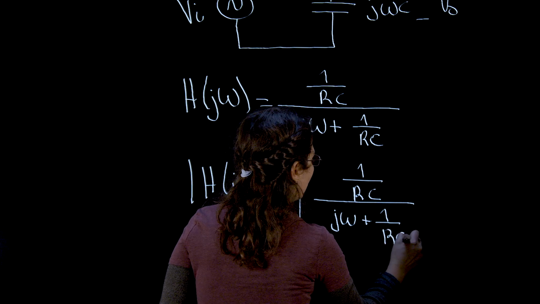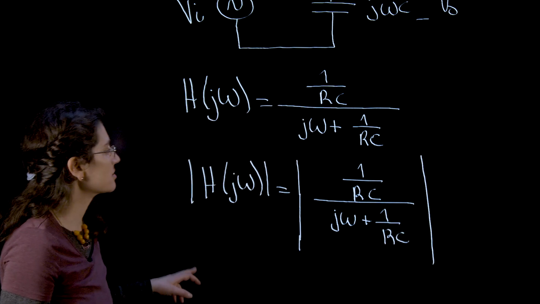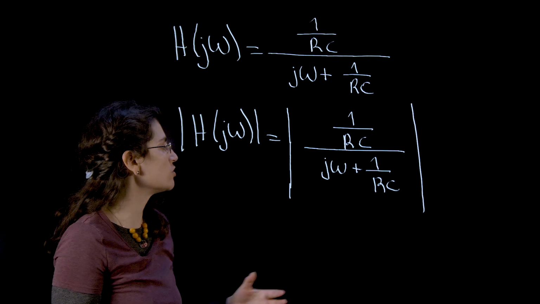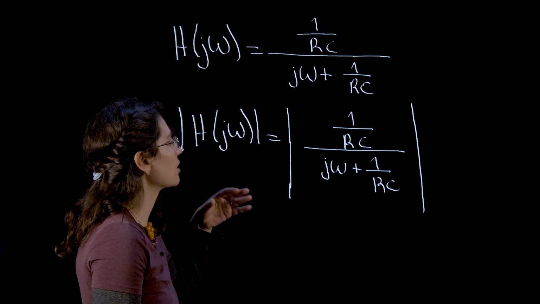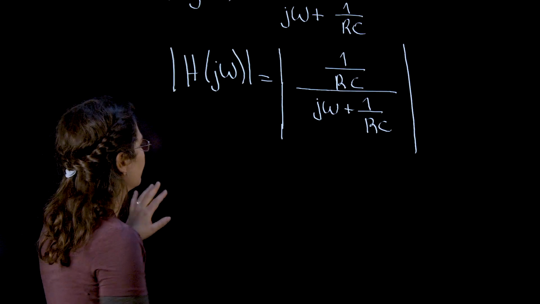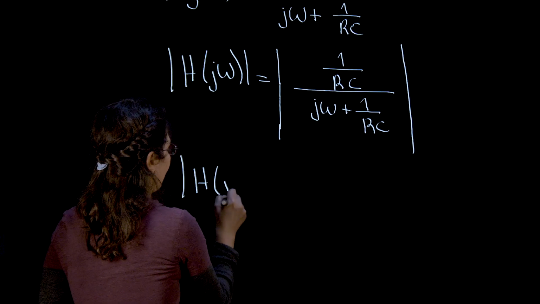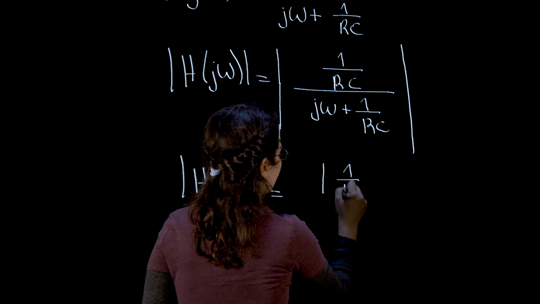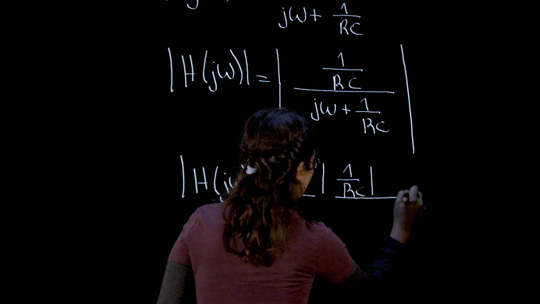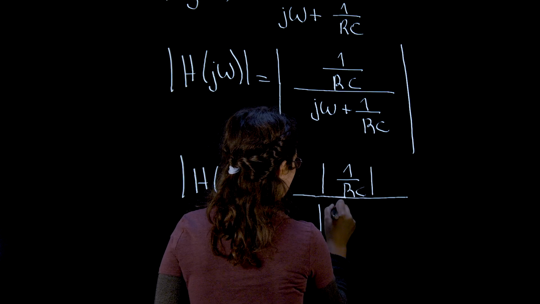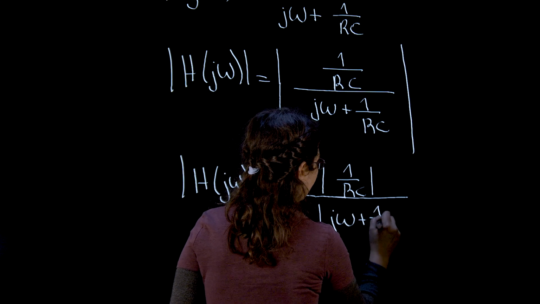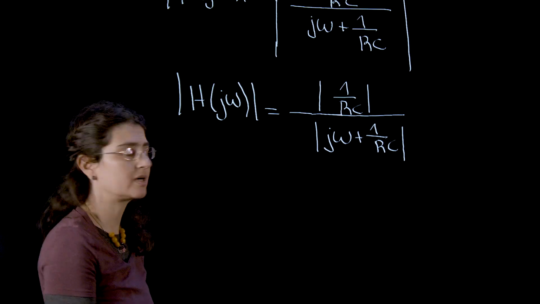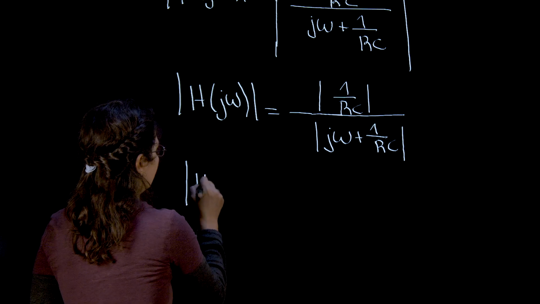So here we have a complex division of 2 complex numbers, and we want to get the magnitude of that. So the magnitude of a quotient is the quotient of the magnitudes, exactly. So I get here the magnitude of my numerator and the magnitude of my denominator. Now the numerator is a real number and the magnitude of a real number is the real number. So that's easy.